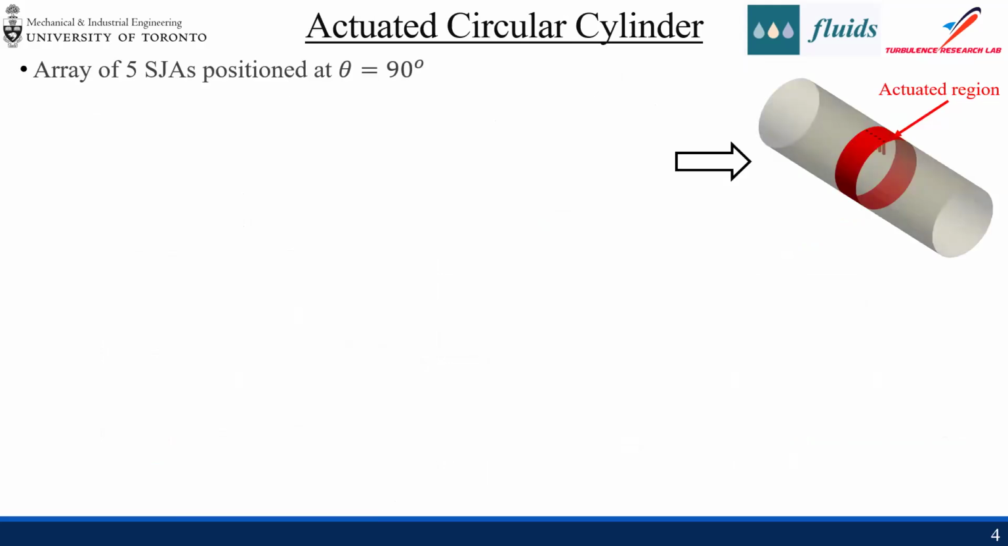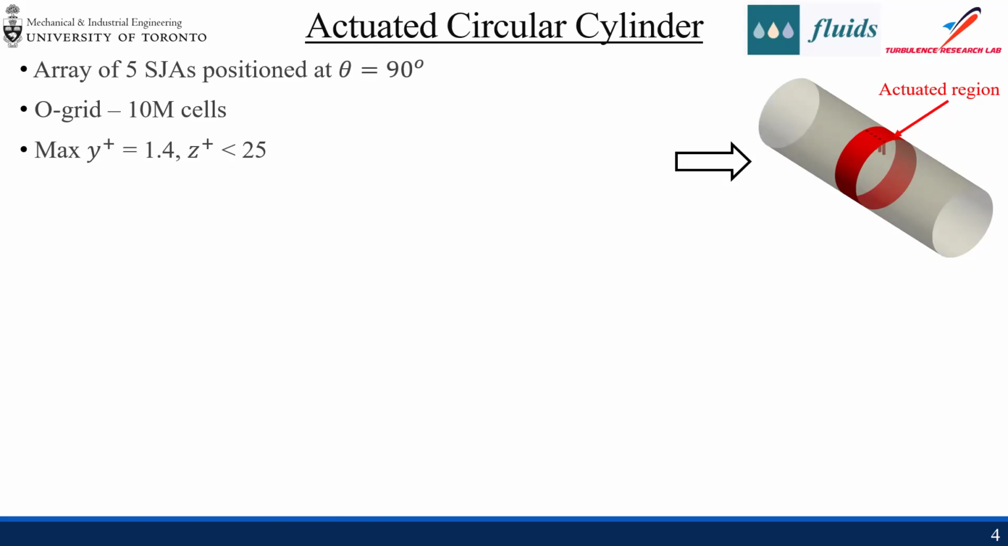Now, moving to the more exciting aspect of this talk, which is the actual actuated case. I'm applying 5 circular nozzle SJAs onto the circular cylinder at theta equals 90, so basically the jets are perpendicular to the free stream velocity. And here on the right, the red regions are what I'm identifying as the actuator region. So later on, when I do force calculations, it's only based on the red region surface, but the gray zones are still simulated.